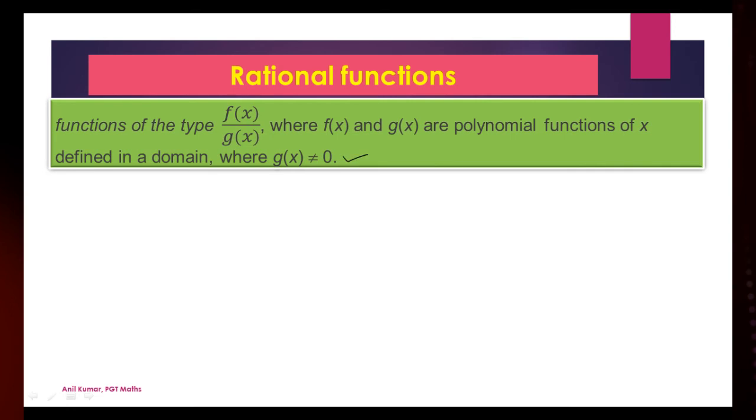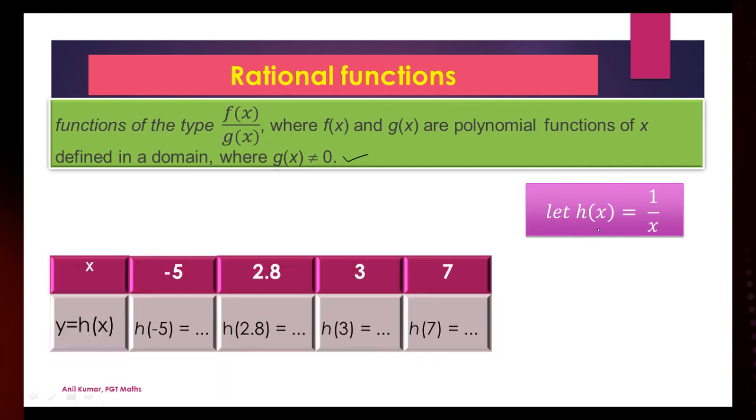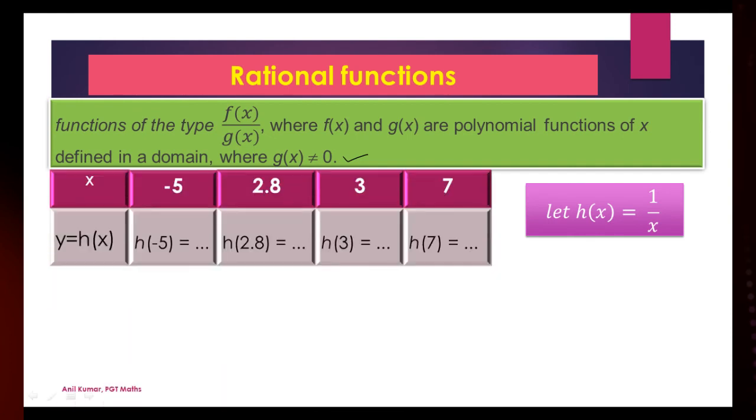That denominator should not be equal to 0. So let h(x) is equal to 1 by x, and let's make the table and graph for this function. If it is 1 by x, then the value will become minus 1 by 5, minus 1 by 2, 1 by 3, 1 by 7, and so on. So let's sketch the curve for this rational function.